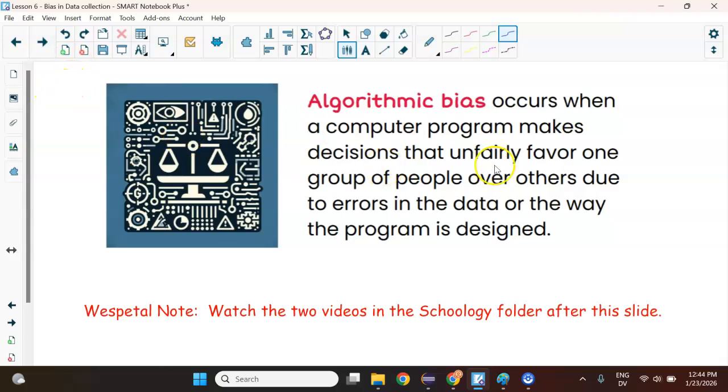Algorithmic bias occurs when a computer program makes decisions that unfairly favor one group of people over the others due to errors in the data or the way the program is designed. I guess I already said that before, but basically the actual data itself can have problems, or the actual code could be problematic too.